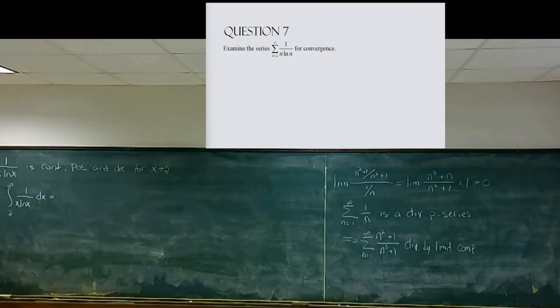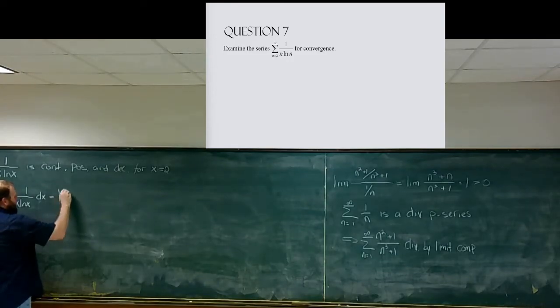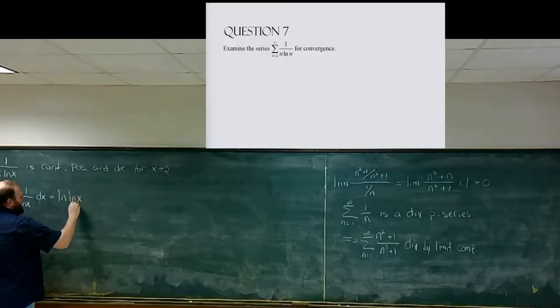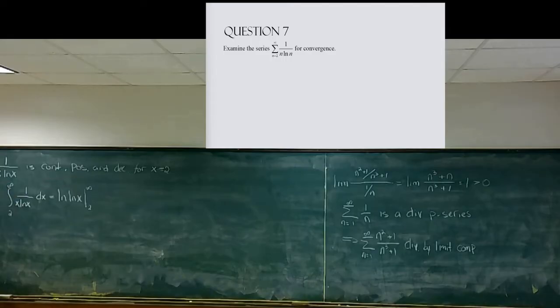ln u plus c. But u is natural log of x. Now, I don't need the absolute values, because we're going from 2 to infinity, and log of x is positive. So I can just drop the absolute values. I don't need them.